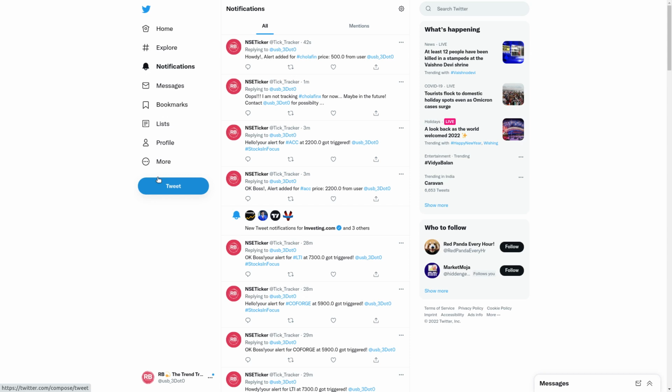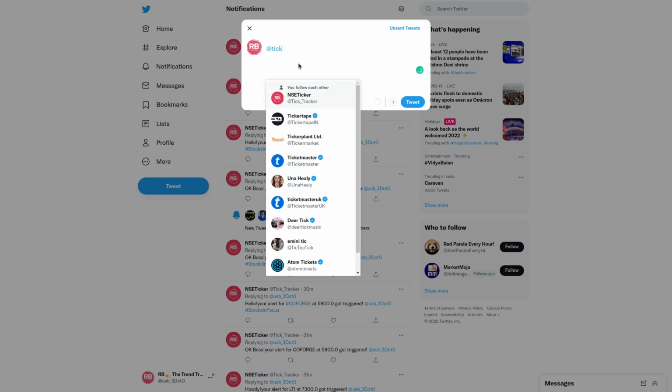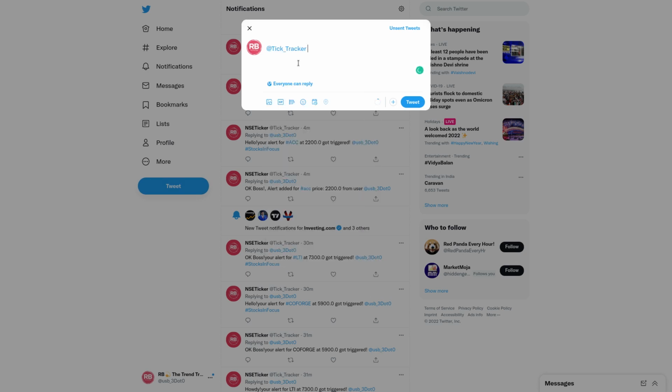So in total I have some 500 stocks. Of them, say 200 come from FNO and the rest 300 are normal stocks. So in general, for example, right now say graphite is very important, and graphite and HEG both are working. So just use tick underscore tracker. And for every tweet you only have to create a single alert.